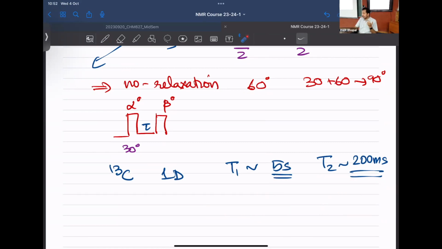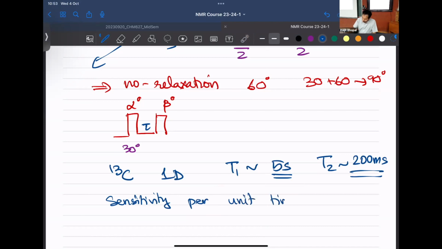So in such a scenario, your optimum experiment is definitely not applying a 90-degree pulse, it will be something at 30 degrees or 15 degrees and so on, so that you improve something called sensitivity per unit time. What is sensitivity per unit time? This is maximizing your sensitivity given a short amount of time that you have.